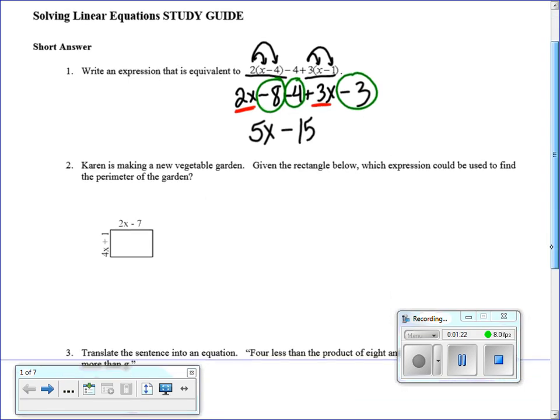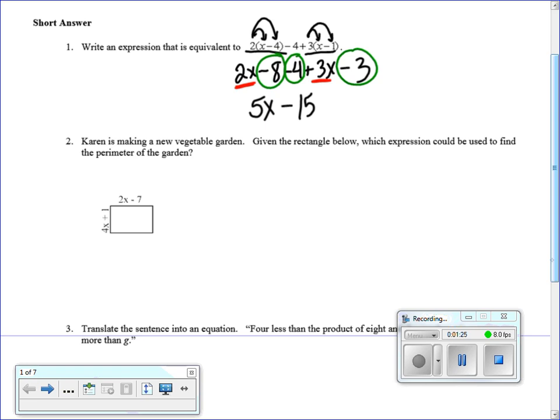Question 2. We have Karen is making a new vegetable garden. Given the rectangle below, which expression could be used to find the perimeter of the garden? Remember that finding perimeter is adding all of the sides together. So remember that this side is 4x plus 1, and the bottom is 2x minus 7. Okay, combining those together, you're going to add all the sides.